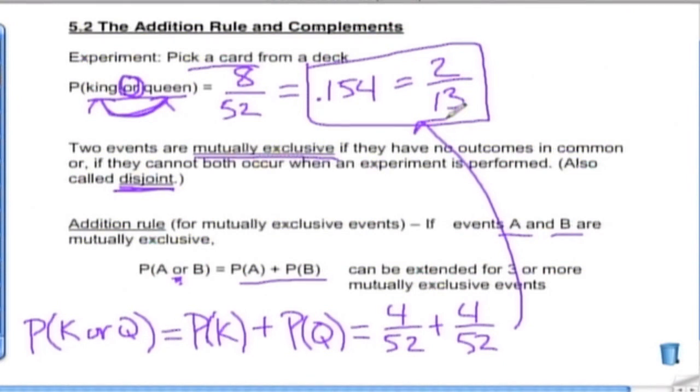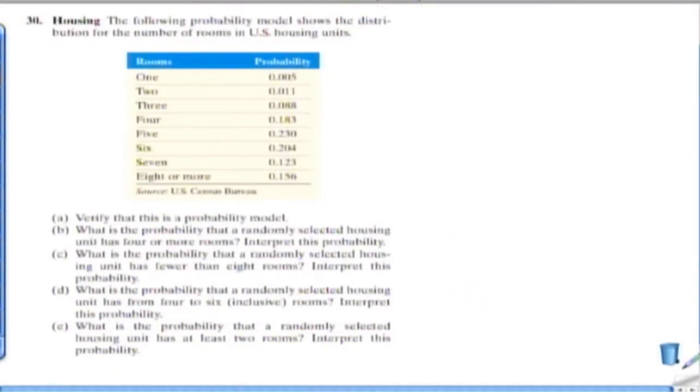Note that the addition rule too can be extended for 3 or more mutually exclusive events. So let's say you wanted the probability of a king or a queen or an ace or a 10. You would just calculate all those probabilities separately because they're all mutually exclusive and add them all up.